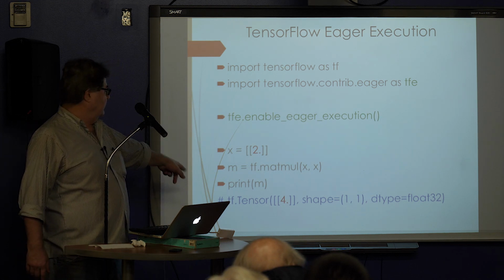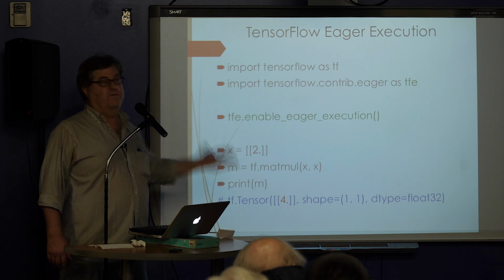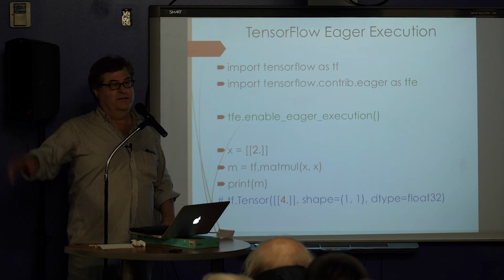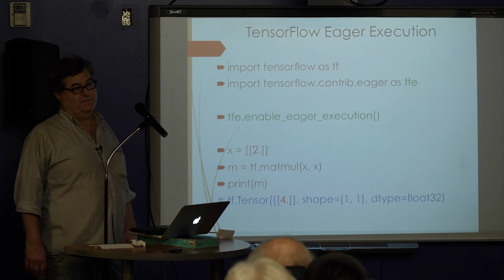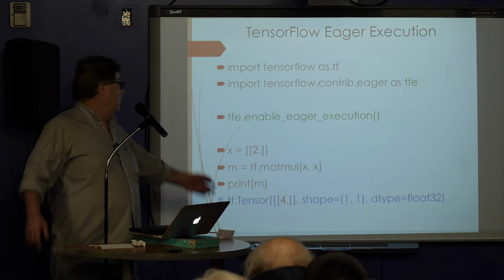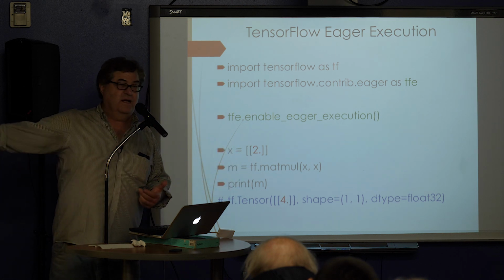And so what do we do here? x is 2, m is matmul(x, x). The result is 4. That's it. No session, no run, no deferred this, that, and the other. So which one do you like better? You don't know? Okay, well, I go for this personally.